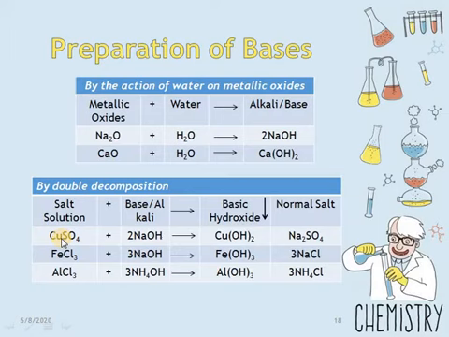So salt solution copper sulfate plus sodium hydroxide gives copper hydroxide and sodium sulfate. Ferric chloride plus sodium hydroxide gives ferric hydroxide plus sodium chloride. Aluminium chloride plus ammonium hydroxide gives aluminium hydroxide and ammonium chloride. These reactions will again be seen in chapter 4 in the analytical chemistry portion. So learn these equations properly.